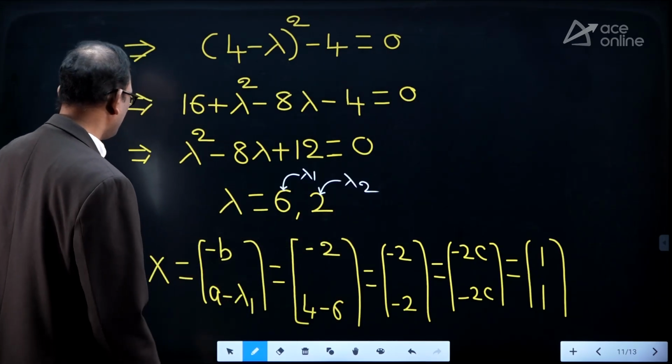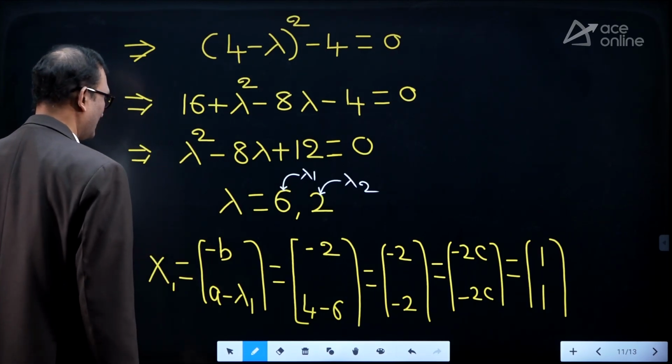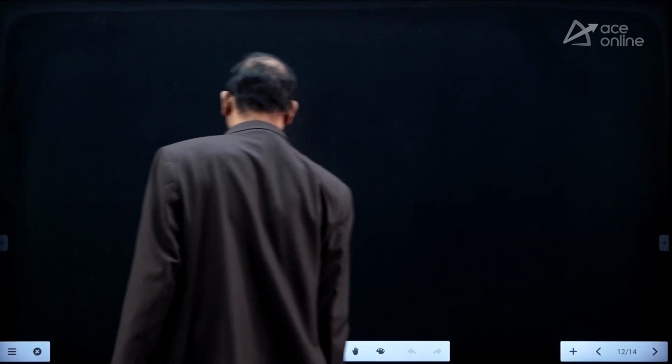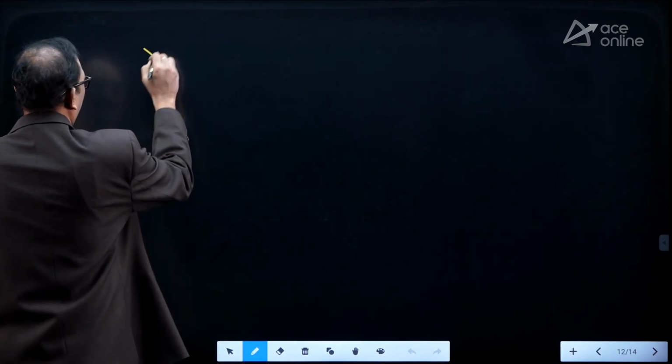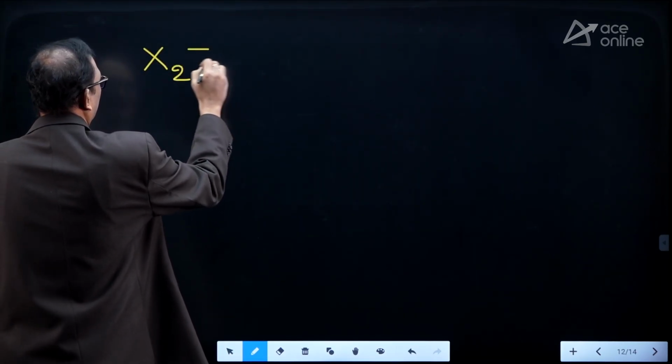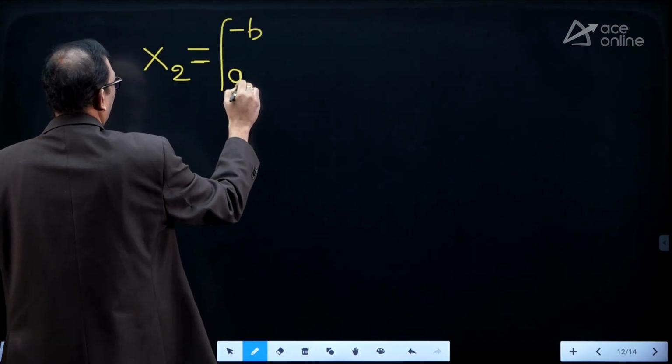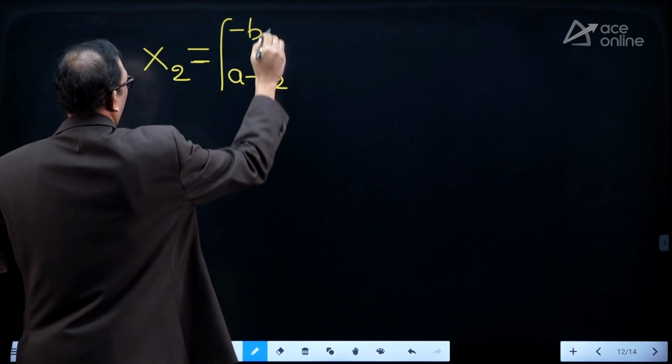This is the first eigenvector. The eigenvectors, let them be capital X1 and capital X2. Second eigenvector, the formula as you have earlier seen, minus b, a minus lambda 2.